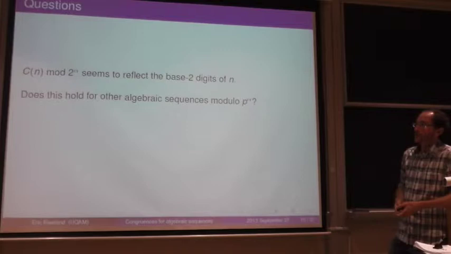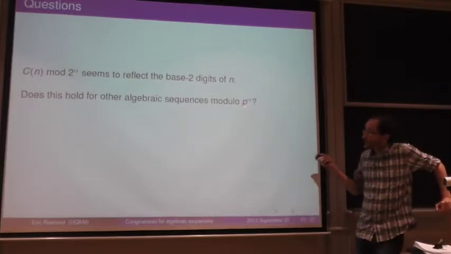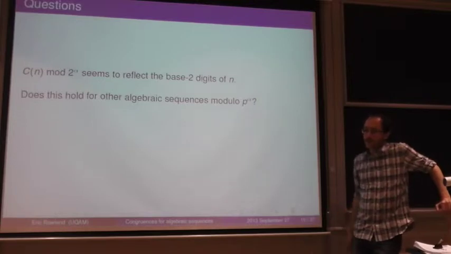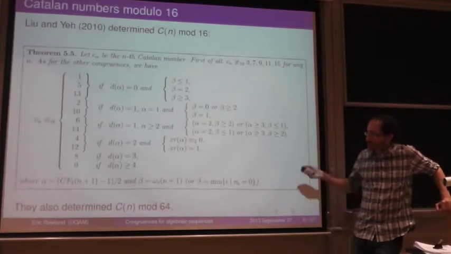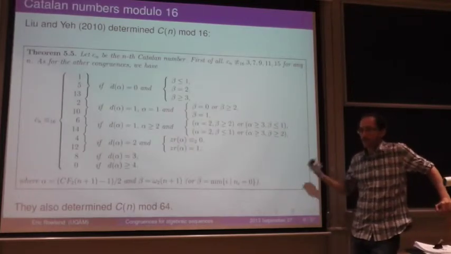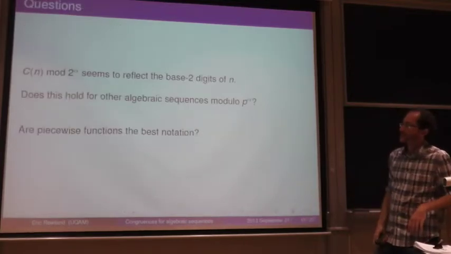And so we would like to know whether a similar thing holds first for other primes, and then for other algebraic sequences and other sequences more generally. And then, of course, there's this other question: is this the kind of thing that we're going for, or is there a more natural way of representing these things and storing them?